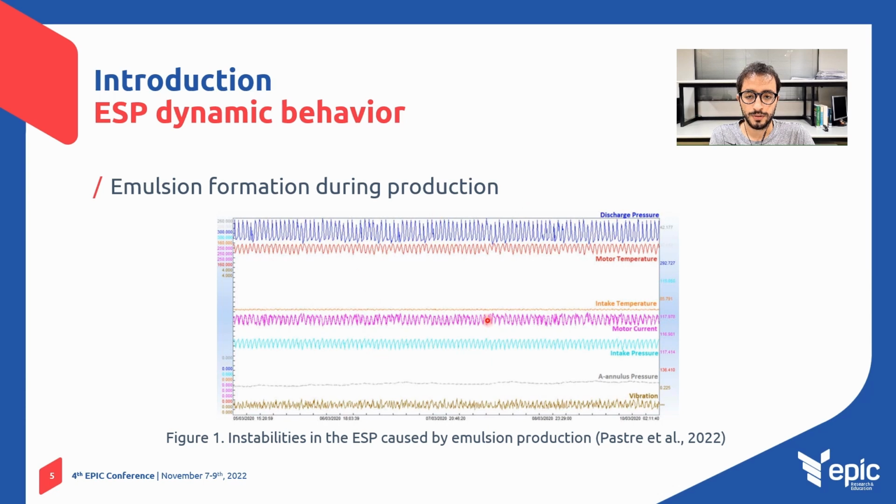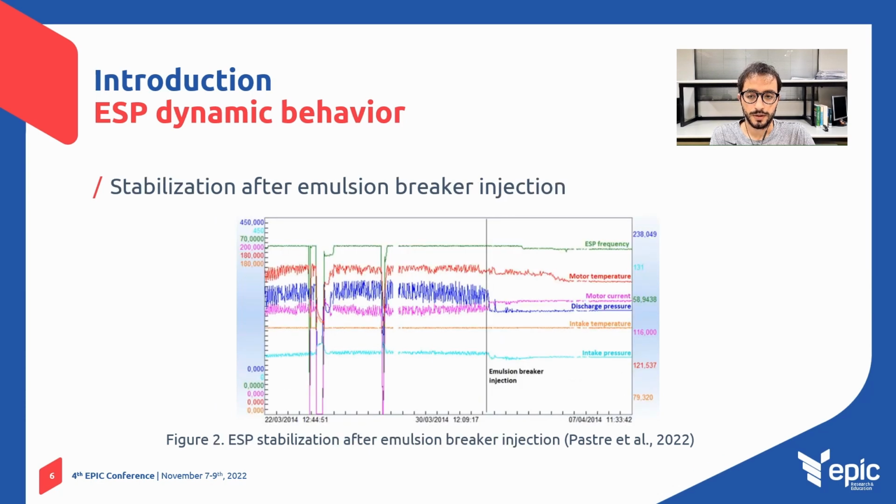Here, in this figure from Pass and others' work, we have the ESP dynamic behavior due to the emulsion formation and the actual production. You can observe that the discharge, intake, and motor temperature and motor current are oscillating along the time. According to Pass and others, these instabilities affect the surface flow rates, ESP current, temperature, pressures, and can lead to mechanical failures. In Pass and others' work, they mentioned that one of the methods to stabilize the ESP operation is the emulsion breaker injection.